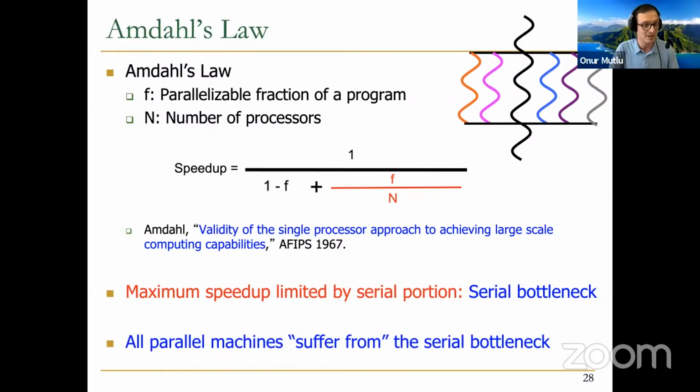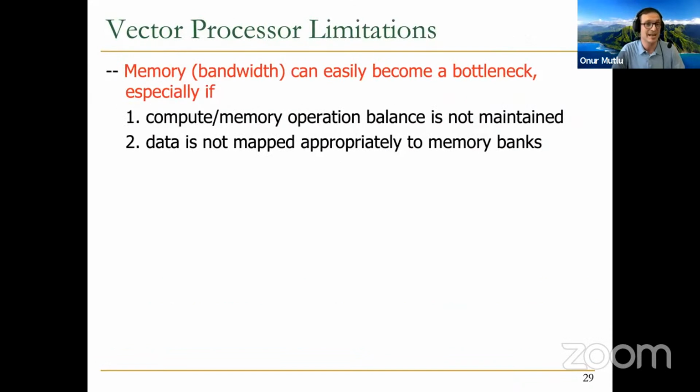So keep this in mind, because we're going to actually see a lot of examples of this today. The other limitation of vector processors is memory bandwidth. Memory can easily become a bottleneck, especially if compute and memory operations are not balanced. If you have, for example, one memory operation for one compute operation, that's not good. Then you need to actually access memory for every single compute operation.